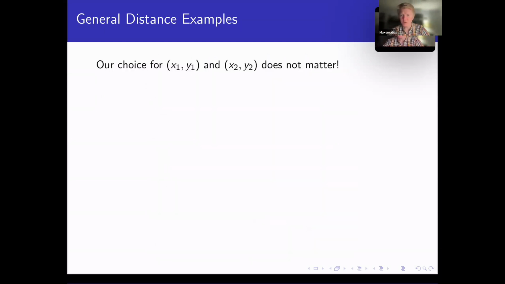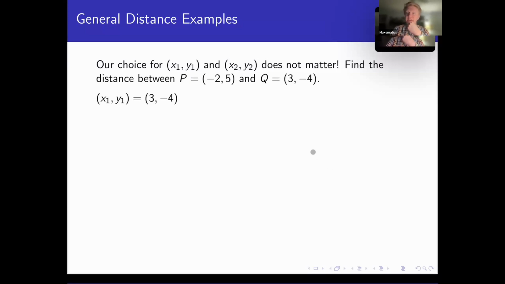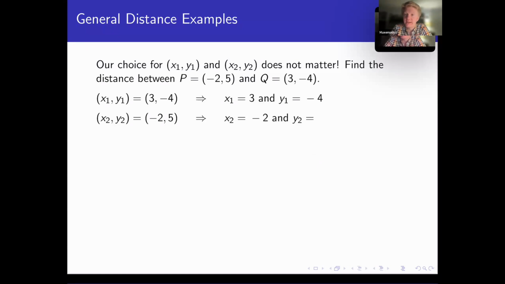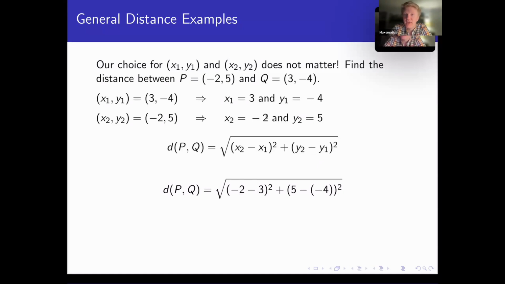Okay, but also I want to stress that our choice for x1 and x2 doesn't matter. Intuitively, you're probably going to just use the first point as x1, y1, and the second point as x2, y2, but I just want to show you that it doesn't matter how we define one or the other. So if we instead let 3, -4 be x1, y1, x1 is 3, y1 is -4, and then x2, y2 would be -2, 5. x2 would be -2, and y2 would be 5. So let's again plug in all of those numbers. x2 is -2, x1 is 3, y2 is 5, y1 is -4.